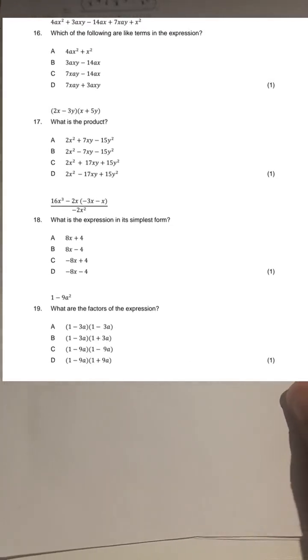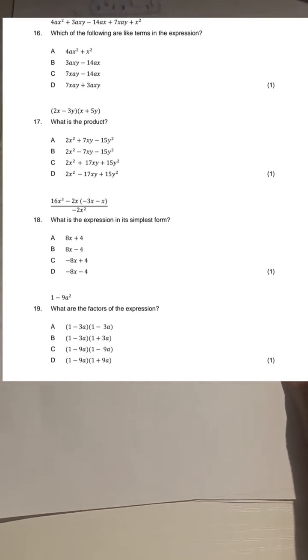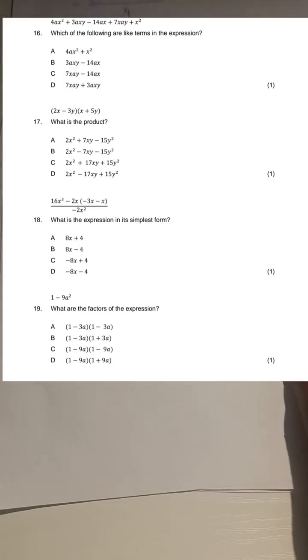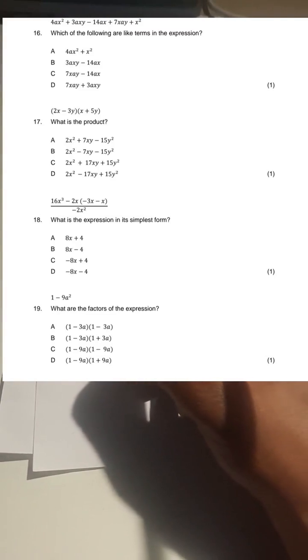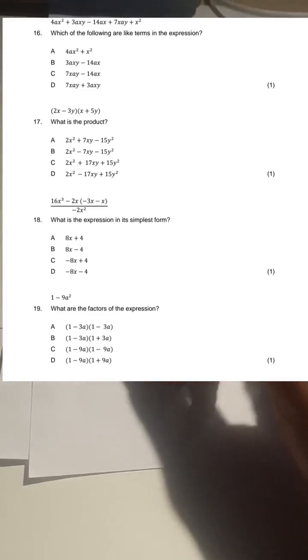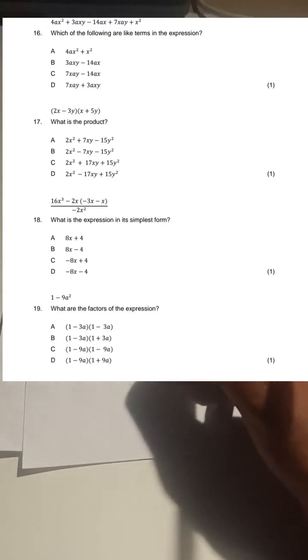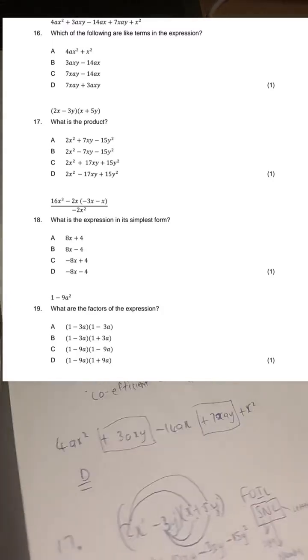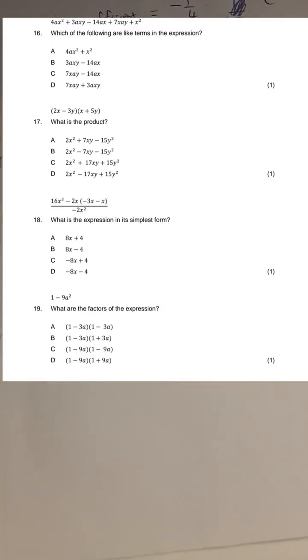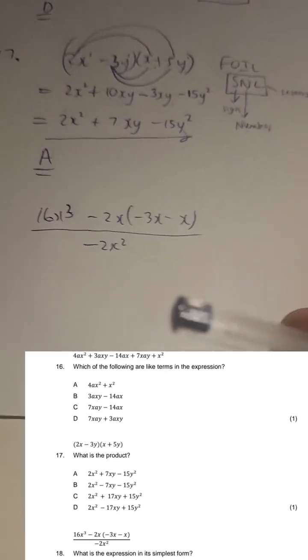What is the expression in its simplest form? 16x cubed minus 2x into minus 3x minus x in brackets, over negative 2x squared. What is the expression in its simplest form? Simplest form. So now I am going to have to apply my knowledge of simplification of expressions, and I consider my understanding of BODMAS.